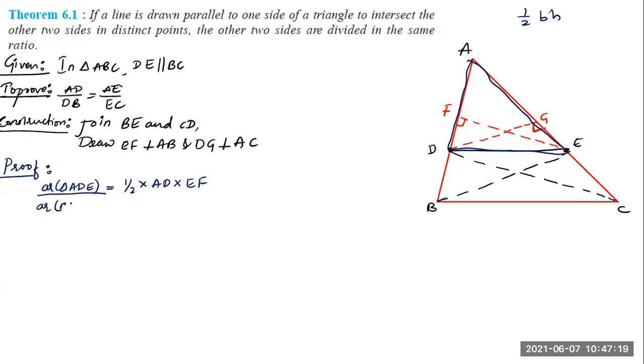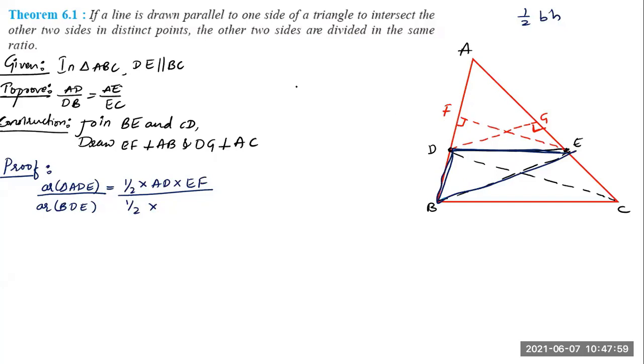Triangle BDE I am taking. So for triangle BDE, it is again half into base into height. But what is the base and what is the height there? That we need to identify. This is triangle BDE, an obtuse angle triangle. In an obtuse angle triangle, the height will come outside the triangle. So at that time EF is the height of the triangle.